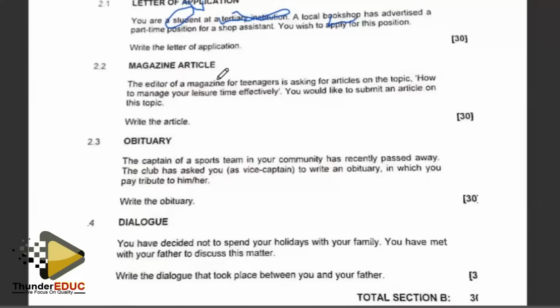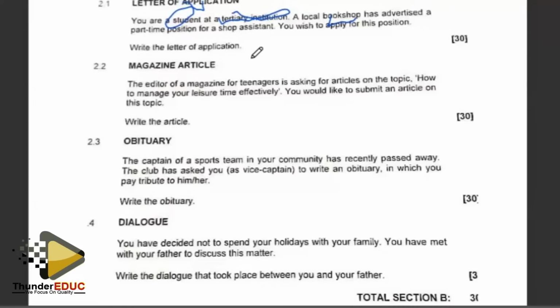The editor of the magazine for teenagers is asking for your help. You are going to write an article. So you are just the writer of the article. You're not writing this to the editor. You are just writing an article, and your article is, how to manage your leisure time effectively. All right. So how? The word how needs to give us a method.